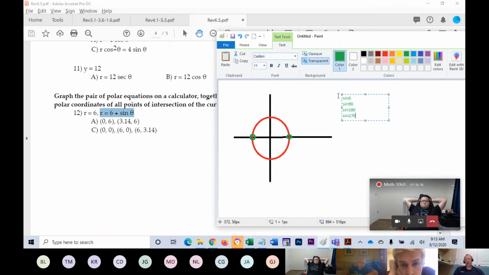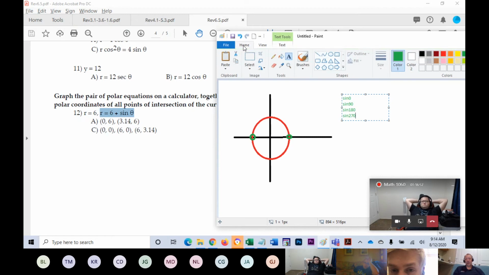Okay. Sine of 0 is 0, right? Yep. So this is going to be at 6. Okay. Sine of 90 is 1. So 6 plus 1 is 7. So if I were to draw, I'm just going to draw a little tick mark here. That's about 7.